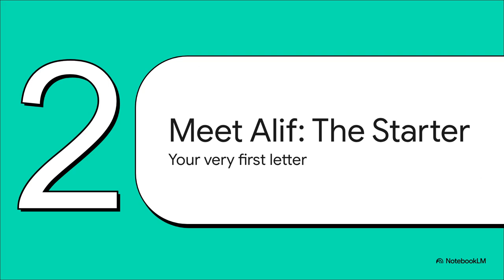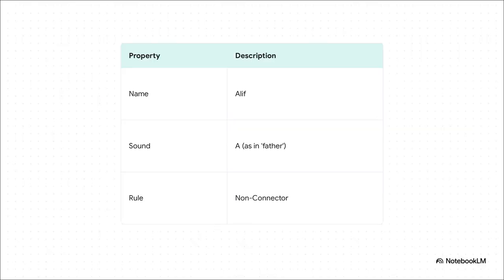Time to meet our very first letter. This is Alif. It's the perfect place to start, because it's just a simple, straight line, and it has one special rule that makes it super easy to remember. So, Alif makes that ah sound, kind of like the ah in father. But here's its special power. It's a non-connector. What does that mean? Well, it will connect to a letter that comes before it, but it absolutely refuses to connect to any letter that comes after it. It basically creates a little space. This is a huge clue when you're reading, so remember that one.